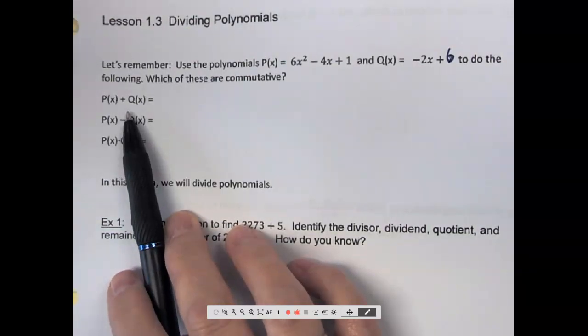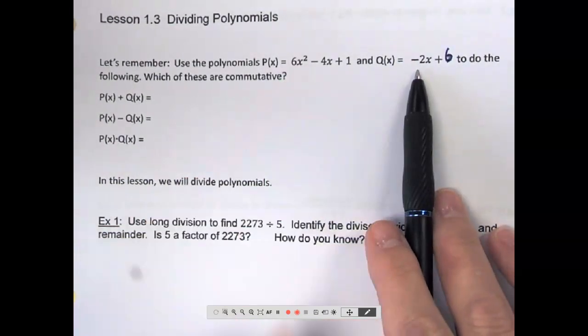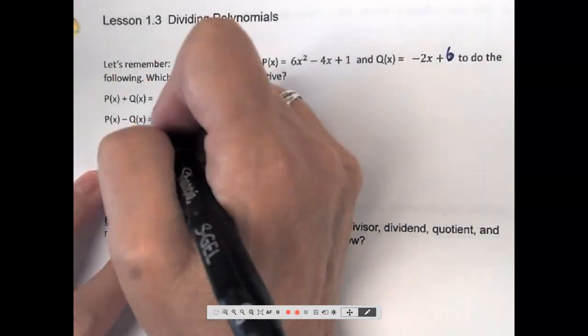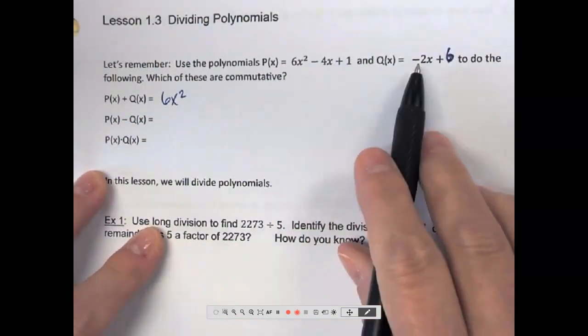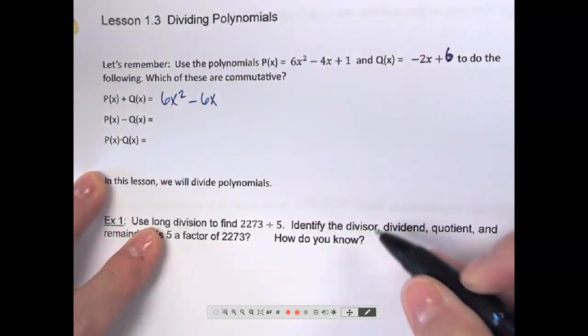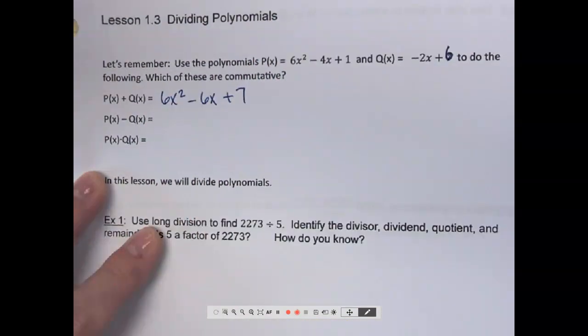As simple as that. So I think we can probably do that without recopying these. And let's put our answer in descending order, which means the highest exponent first. So I would have a 6x squared. I have a negative 4x plus negative 2x is negative 6x. And then I have a 1 plus 6, which is 7.